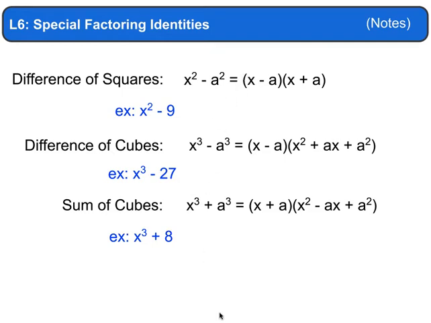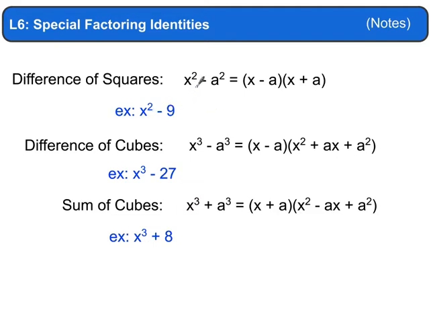So in this design, if we look at the difference of squares, it's kind of obvious to see what we're looking at. We have an x squared minus an a squared. And so that factors into x minus a times x plus a. So I'm going to model one with an example. We have an example of x squared minus 9. This is a difference of squares.